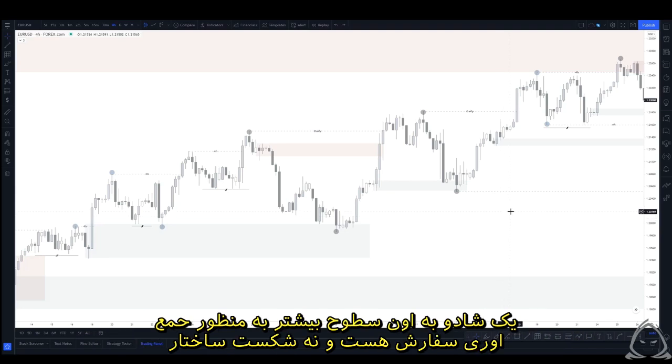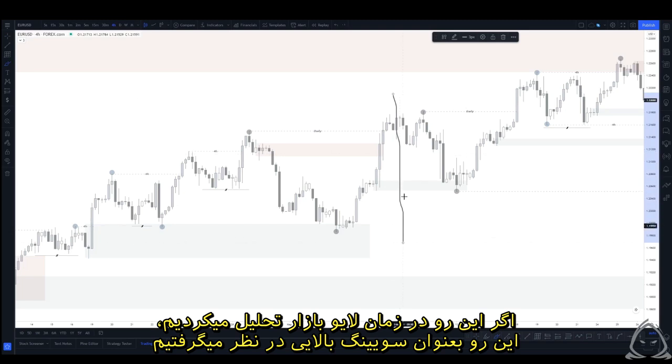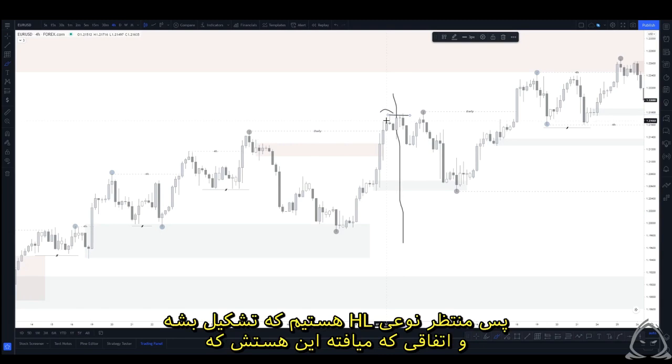A wick of those levels indicates more of a liquidity grab, but not a break of structure. And if we get the instance where a high is created, so in this case, we can see this. If we are mapping this out in real time, initially we would look at this as our swing high. We'd be waiting for this to break, so we'd be anticipating some sort of higher low to form.